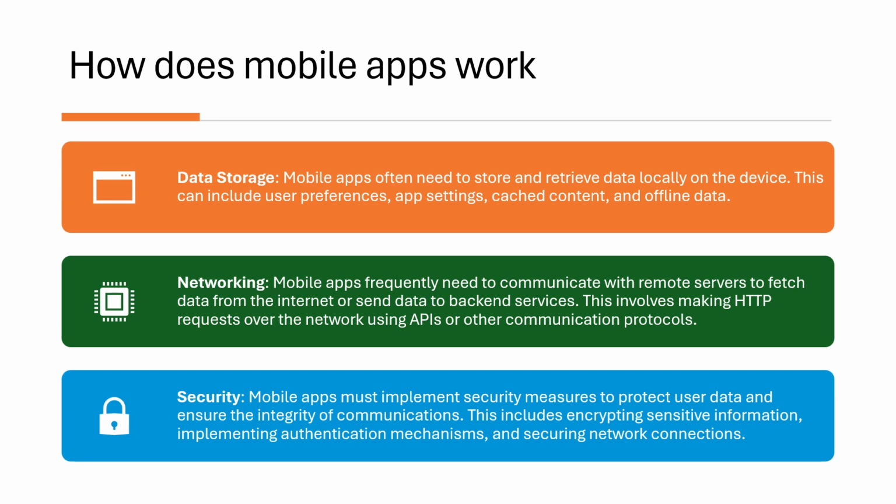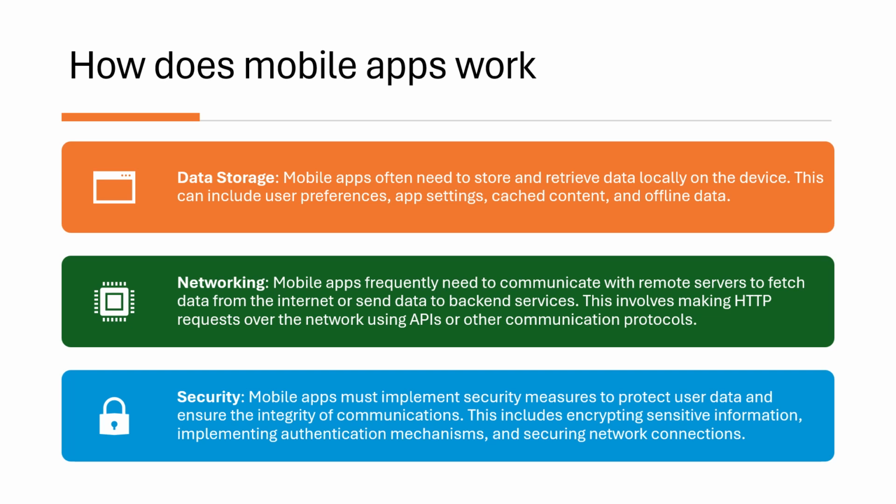Networking. Mobile apps frequently need to communicate with remote servers to fetch data from the internet or send data to backend services. So this involves HTTP requests over the network using APIs or other communication tools. Networking is crucial, because there's no point in having a mobile app if you're not able to connect to any network. Then you can't send data to a remote place and access something. This is done with HTTP requests over the network, using APIs and other communication protocols. This comes under communication.